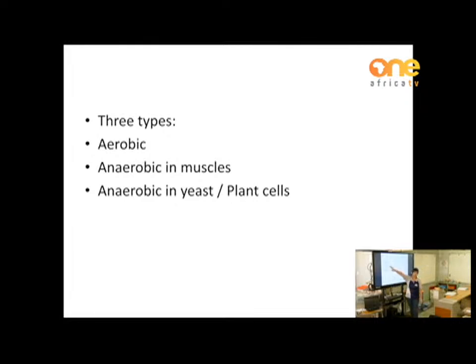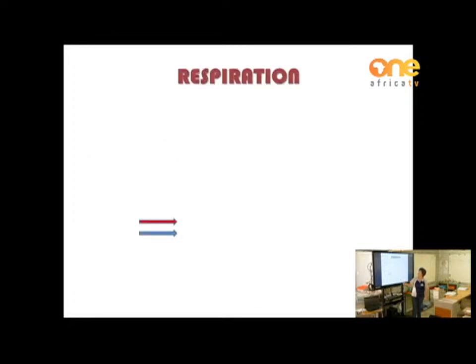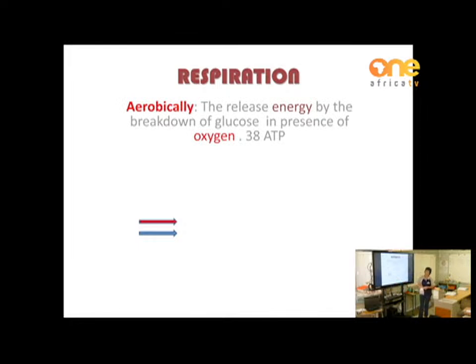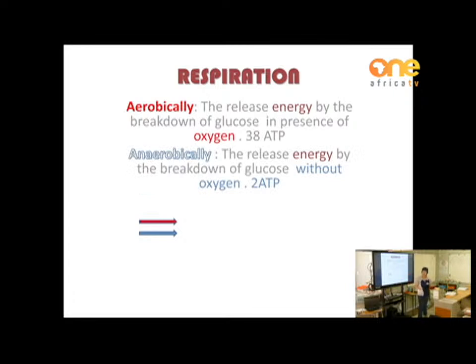We already said aerobic is in the presence of oxygen, anaerobic is in the presence of less or no oxygen, and it is taking place in the muscles, and anaerobic respiration can also take place in the plant cells. So, aerobic is the release of energy by the breakdown of glucose in the presence of oxygen, and 38 ATP molecules are produced. When I look at anaerobic respiration, I have the release of energy without the presence of oxygen, and watch how many ATPs? Only 2. So which one is more effective? In the presence of oxygen.